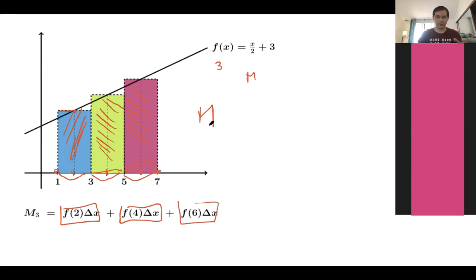And this would be the approximation of the area underneath the graph of this function f from 1 up to 7 using midpoints. Okay, so we did this construction, and this is the method how we define the definite integral.